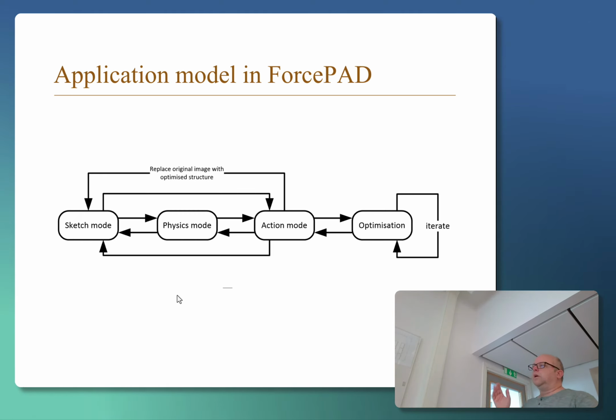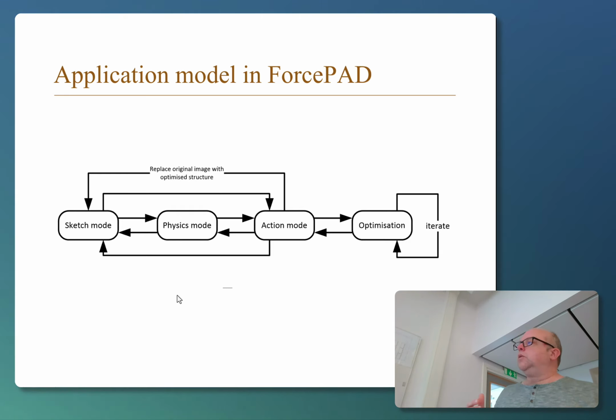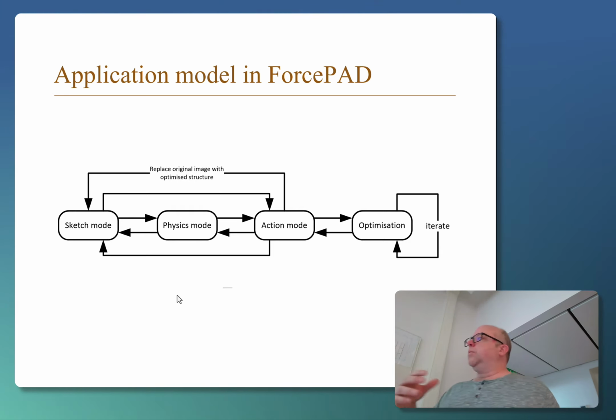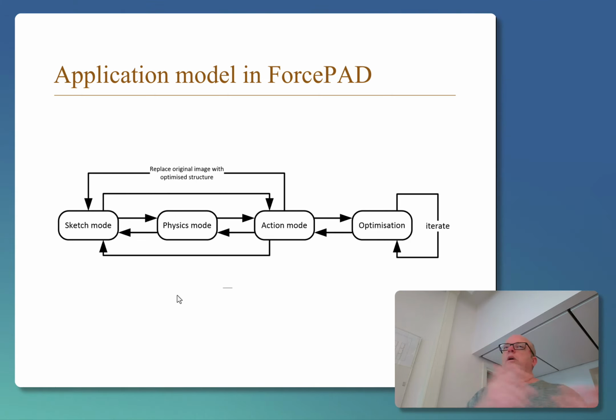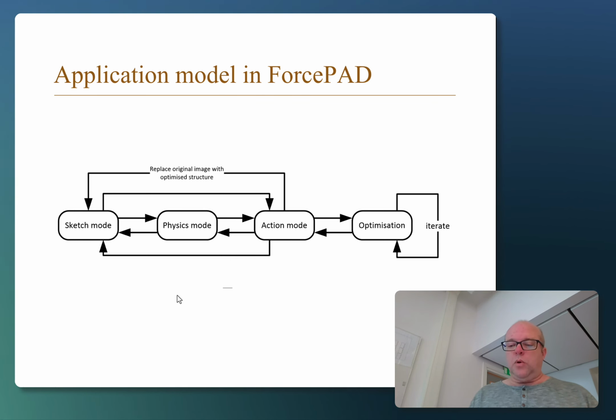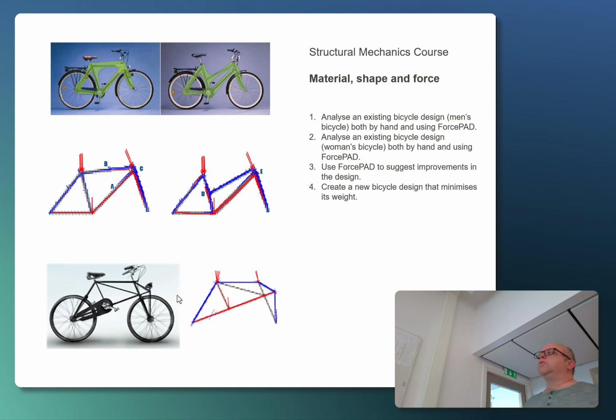There are some steps here that you can go back and forth with. You have a sketch mode where you do the image drawing, and then you have a physics mode where you do the boundary conditions and the loads, and you have an action mode where you can see the results, and you can switch seamlessly between all these modes, and it automatically does the computation between these modes. Here are some examples that we have when we have used ForcePad.